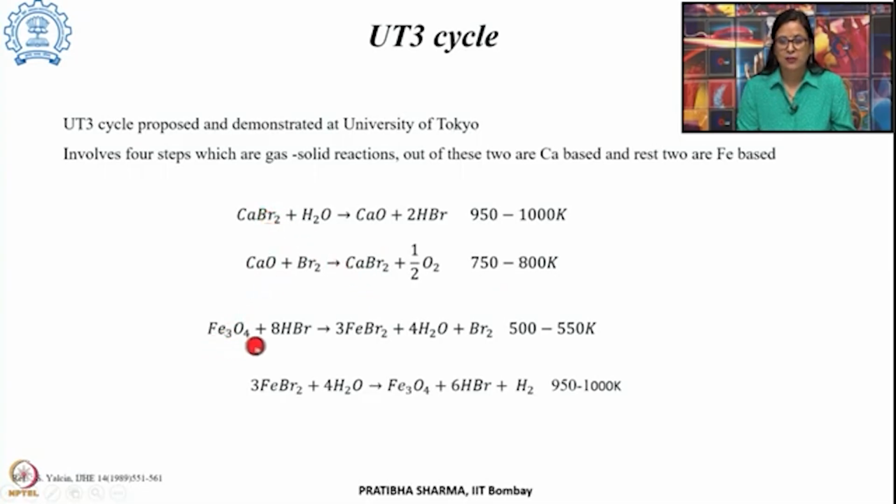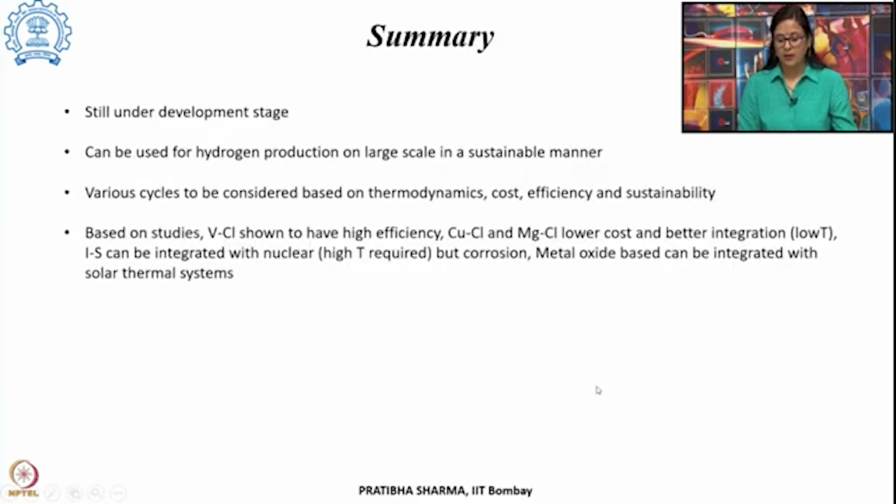Iron oxide Fe3O4 reacts with HBr to produce 3FeBr2, H2O and Br2, taking place at 500 to 550 Kelvin, and this FeBr2 reacts with H2O to produce back Fe3O4, 6HBr and H2. This is the hydrogen evolution step taking place at 950 to 1000 Kelvin. So, these are some of the thermochemical cycles.